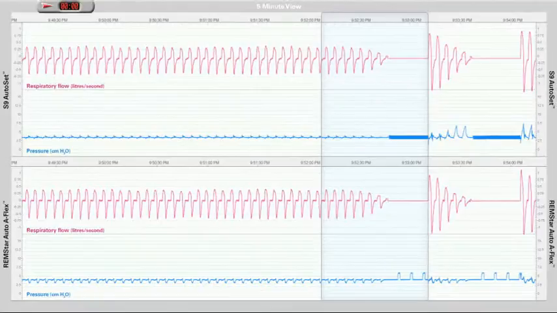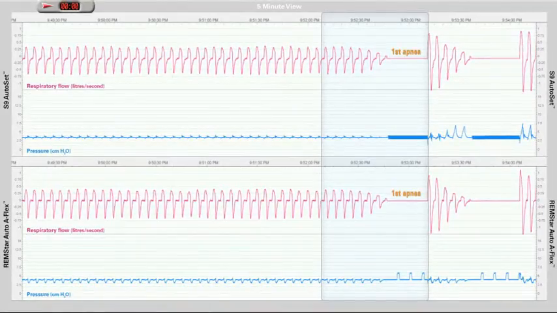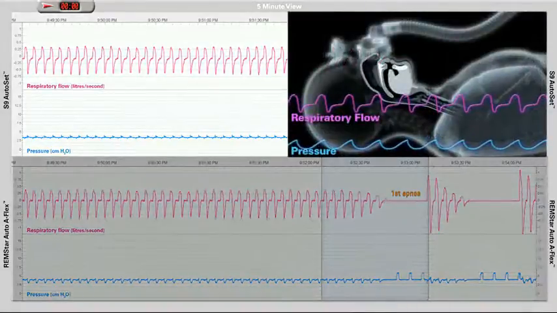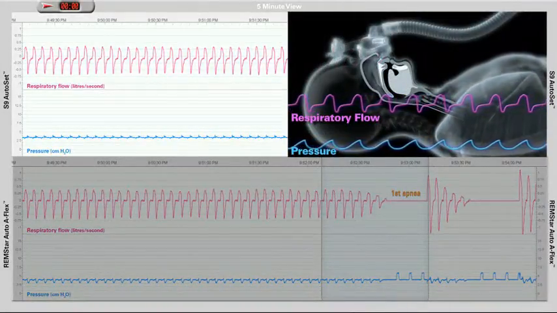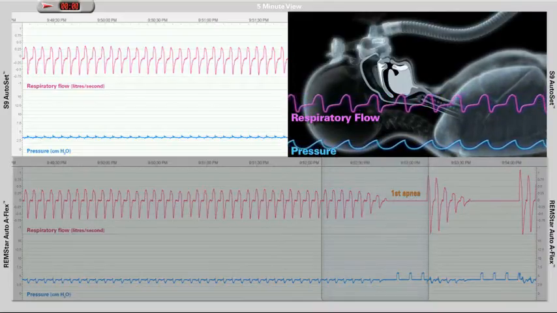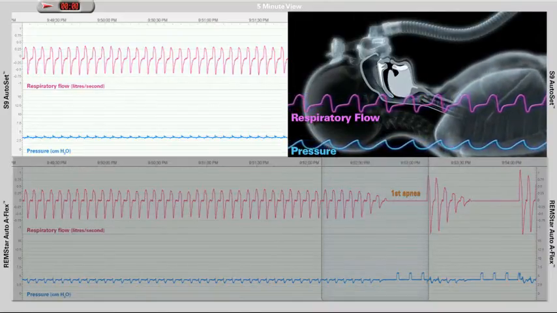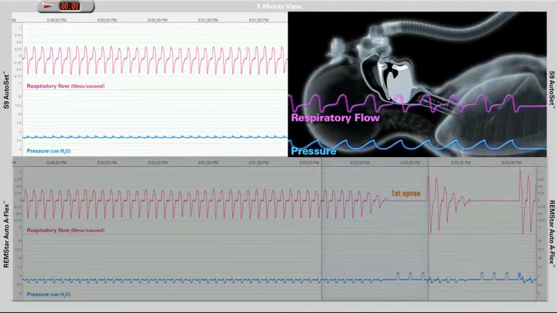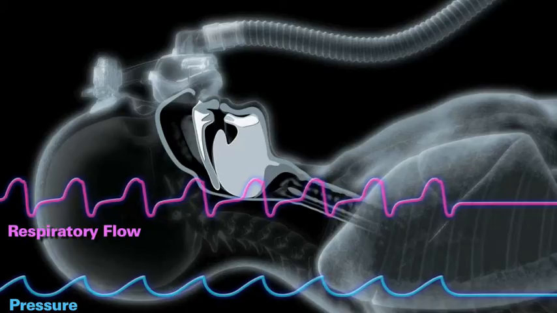After a period of time, the patient experiences the first apnea. During an apnea, the S9 AutoSet and the RemStar Auto device use different techniques to detect if an event is central or obstructive. ResMed's enhanced AutoSet algorithm now incorporates the central sleep apnea CSA detector. This uses a forced oscillation technique, FOT, to determine whether the airway is open or closed during an apnea.